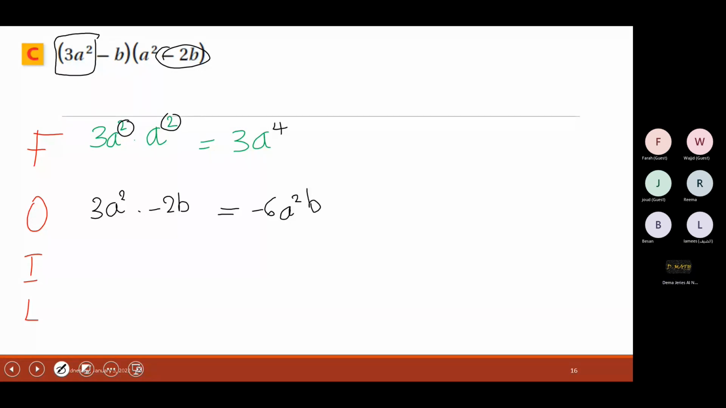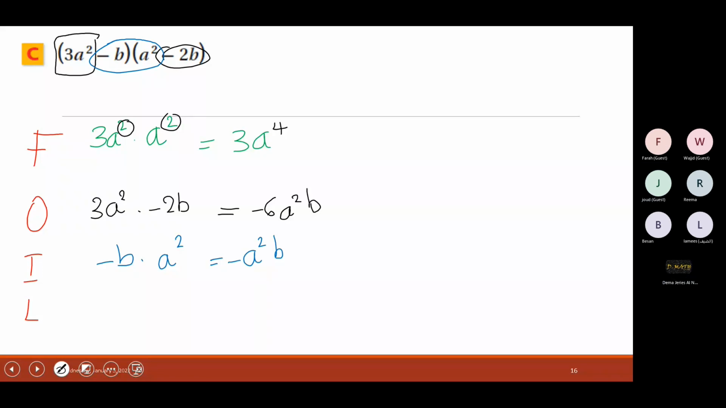Jude, are you here? Yes, teacher. Yes, Jude. Where are the inner terms? Negative b and negative 2b. The inner, not the last, the inner. That they are close to each other. 3a squared and negative b. Bravo. Now negative b times a squared. When you multiply them together, what do you get? a squared b, and then don't forget the negative sign. Thank you.